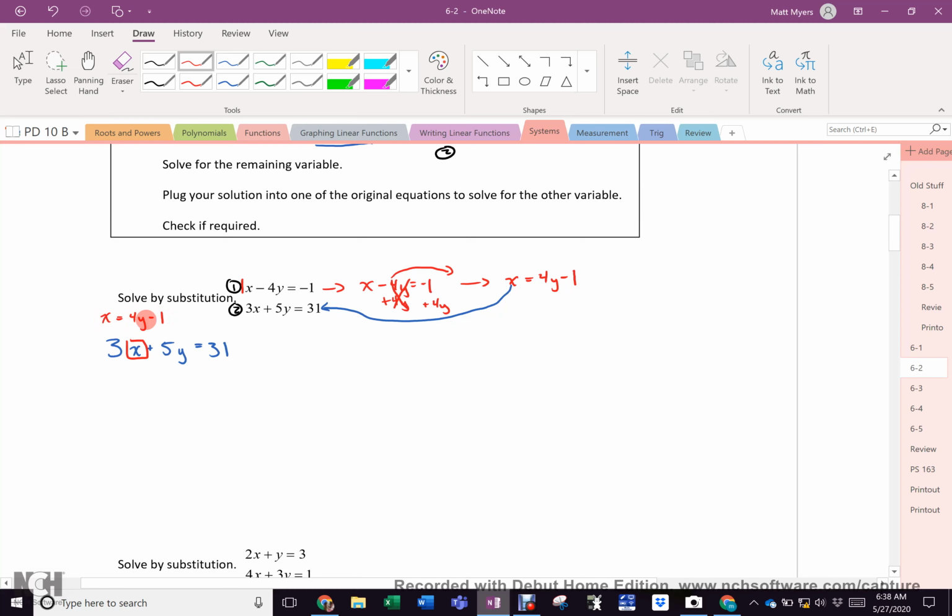And you guys have seen me do this before. This is one of the tricks I taught you for factoring. If something was ugly, you could change it to a single letter and substitute it in. So what I end up with is 3 times (4y minus 1) plus 5y equals 31. And now, please notice, instead of having 2 variables, which is impossible to do, I only have one. It's y.